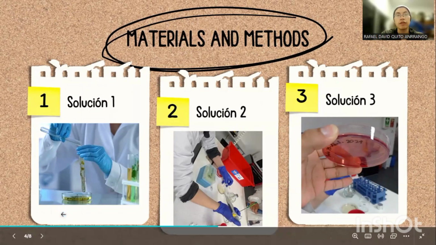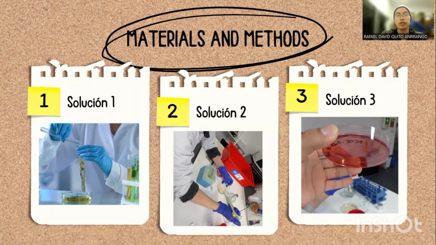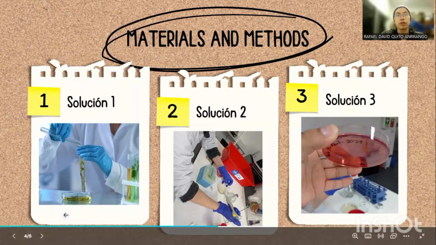3. Labeling and recording. Mark each petri dish with the date, sample location, and group. Record all surfaces sampled and conditions observed during sampling. Finally, sowing and cultivation.